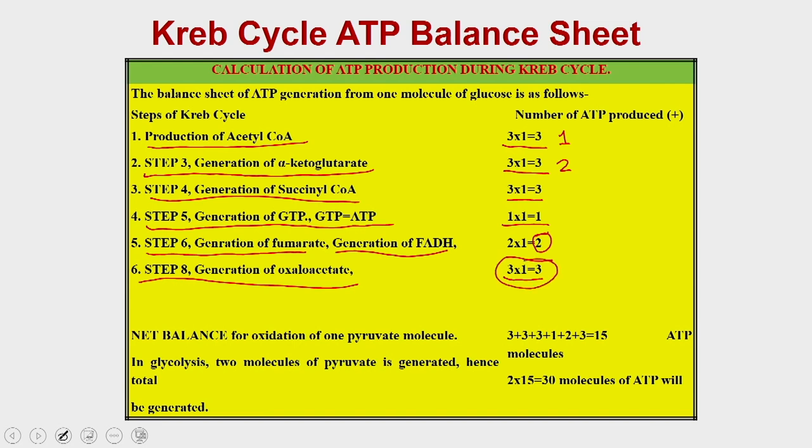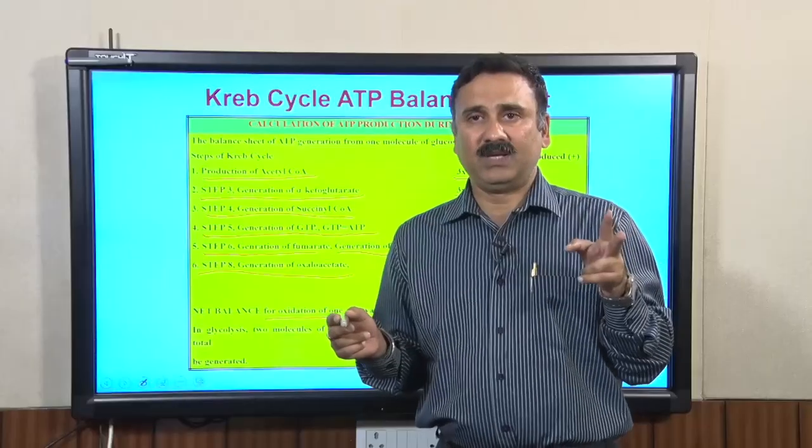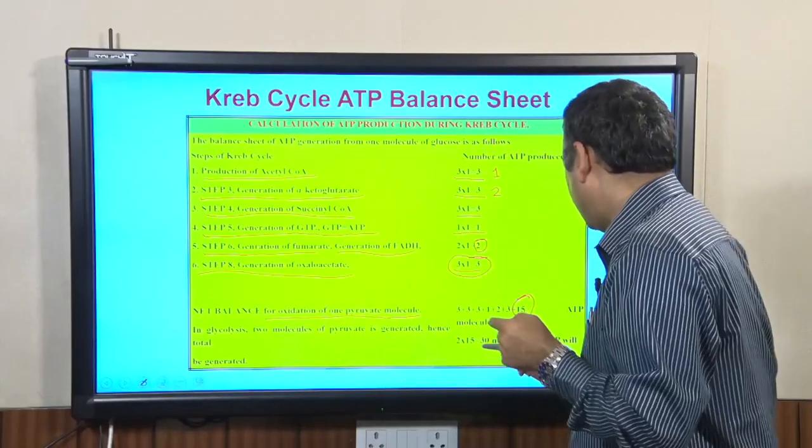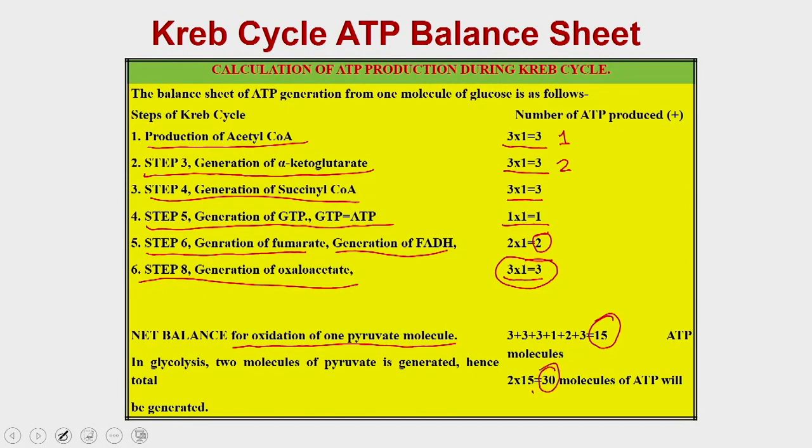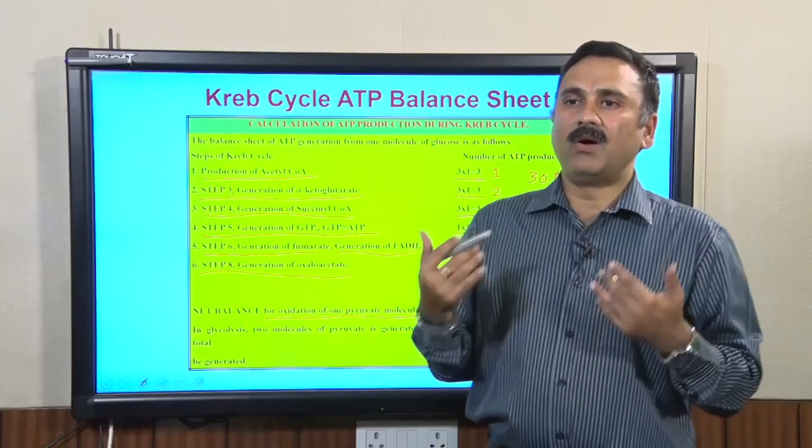So let's see what is the net balance. The net balance of one molecule of pyruvate, when it went into the oxidation, is 15 ATP molecules. And in glycolysis, you have generated two molecules of pyruvate. That means from one molecule of glucose, you have generated 30 ATP molecules from the Krebs cycle, and you have generated 8 ATP from the glycolysis, which means if you oxidize one molecule of glucose, you will get a total of 38 ATP if all these reducing equivalents go for complete oxidation.